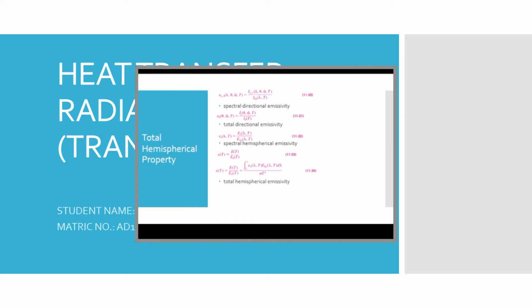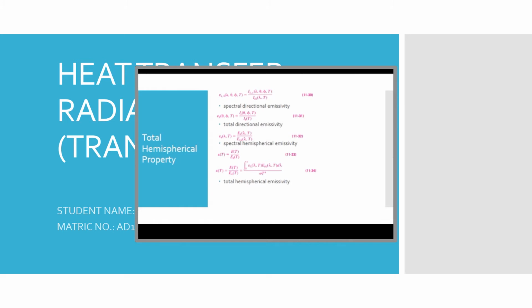In practice, it is usually more convenient to work with radiation properties averaged over all directions, called hemispherical properties, noting that the integral of the rate of radiation energy emitted at a specific wavelength per unit surface area over the entire hemisphere is the spectral emissive power. The spectral hemispherical emissivity can be expressed as in equation 11.32. Finally, the total hemispherical emissivity is defined in terms of radiation energy emitted over all wavelengths in all directions, as in equation 11.33.